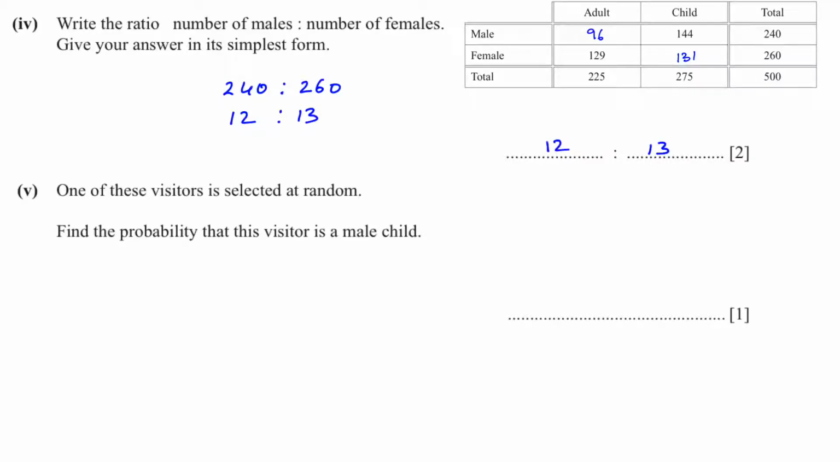Moving on, one of these visitors is selected at random. Find the probability that this visitor is a male child. So this is a male child, 144. 144 over 500.